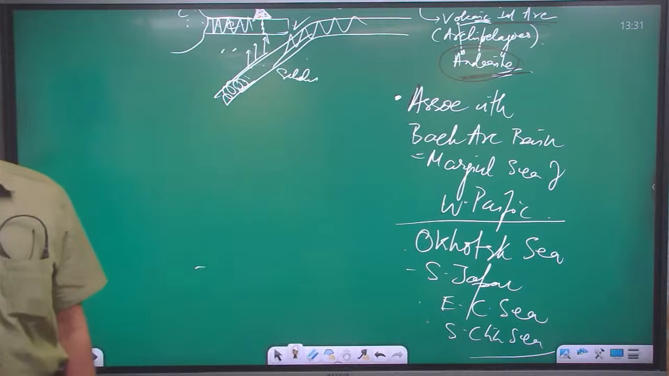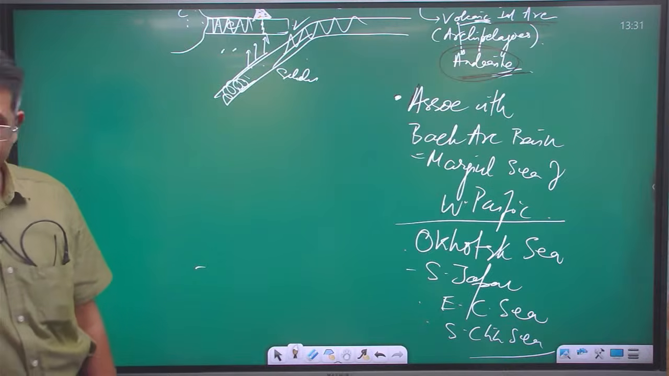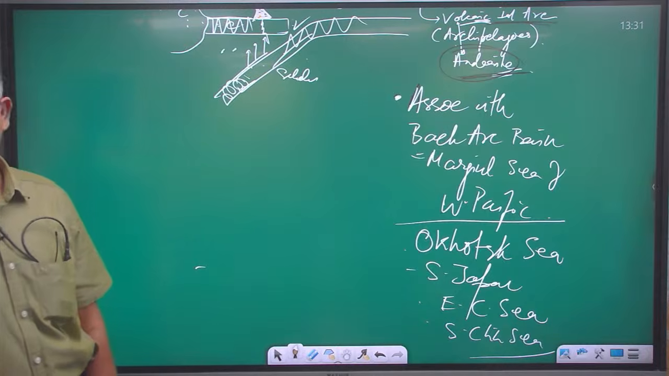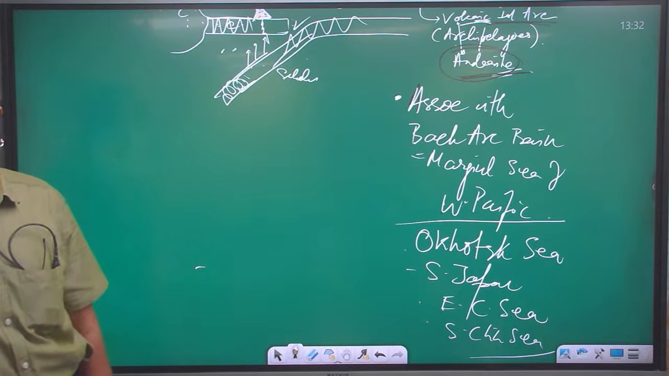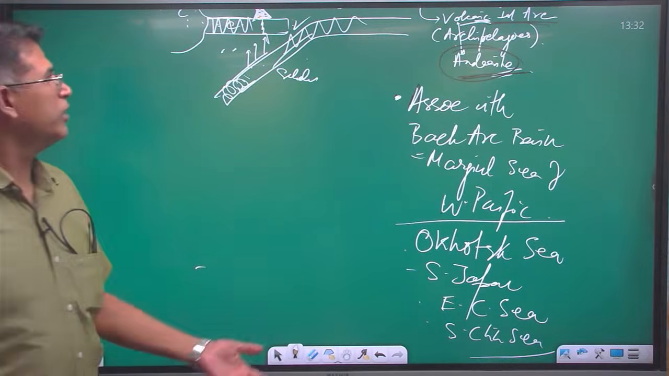All of these are the back arc basins. Okay, because of archipelagos, further landward, they are back arc basins: the Okhotsk Sea, the Sea of Japan, the East China Sea, and the South China Sea. And because subduction is happening here, you can add this point here.